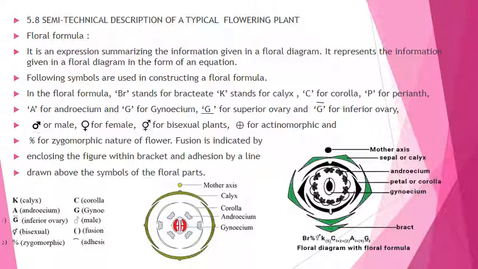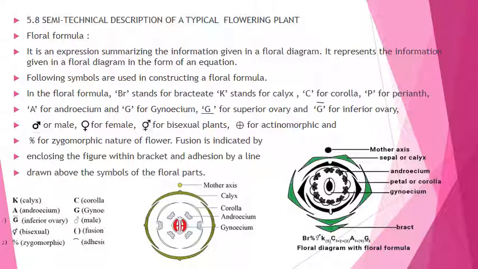Every flower has got its own type of arrangement, and these arrangements are shown for study purposes, and this is shown in a floral formula. So the floral formula is an expression summarizing the information given in a floral diagram. It represents the information given in a floral diagram in the form of an equation. In the diagram given below, right side below, you see Br, then a percentage sign, then another sign, then K, then C, then A, then G.